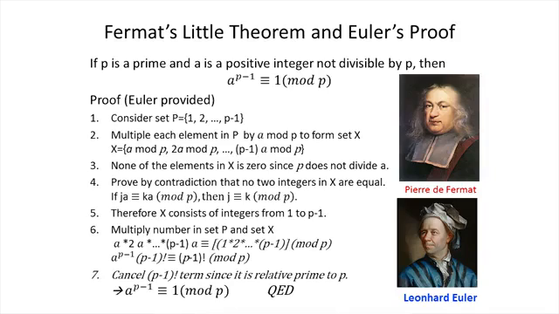under congruence modulo P. We cancel out the common term, P minus 1 factorial. We cancel that out, and then we have A to the power of P minus 1 equal to 1 modulo P. Basically saying A to the power of P minus 1 and 1 are congruent modulo P.